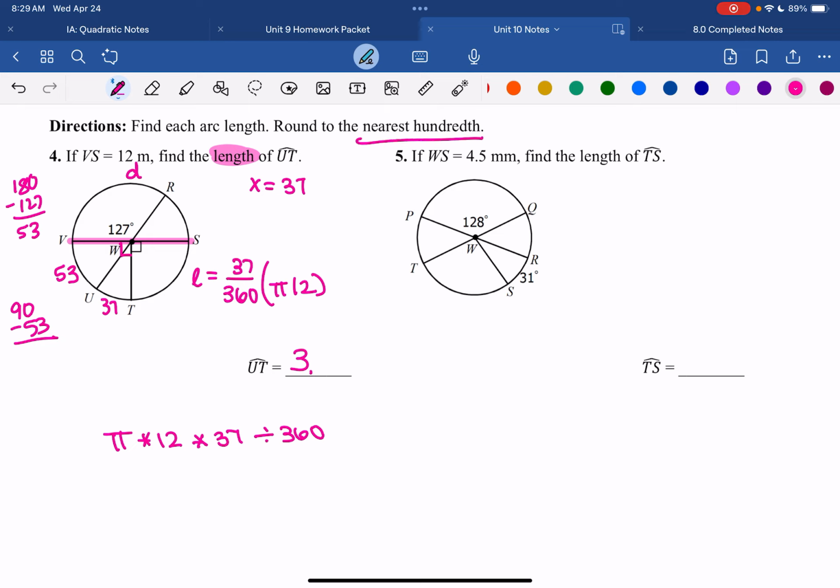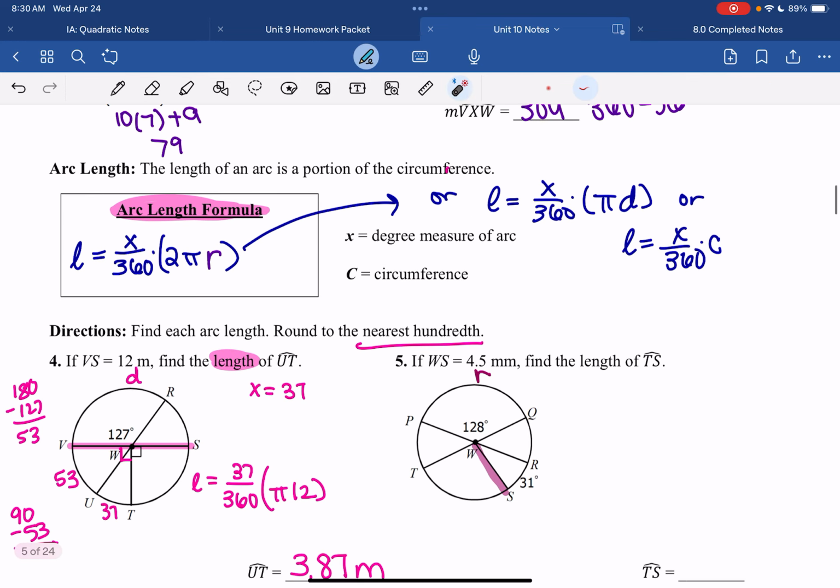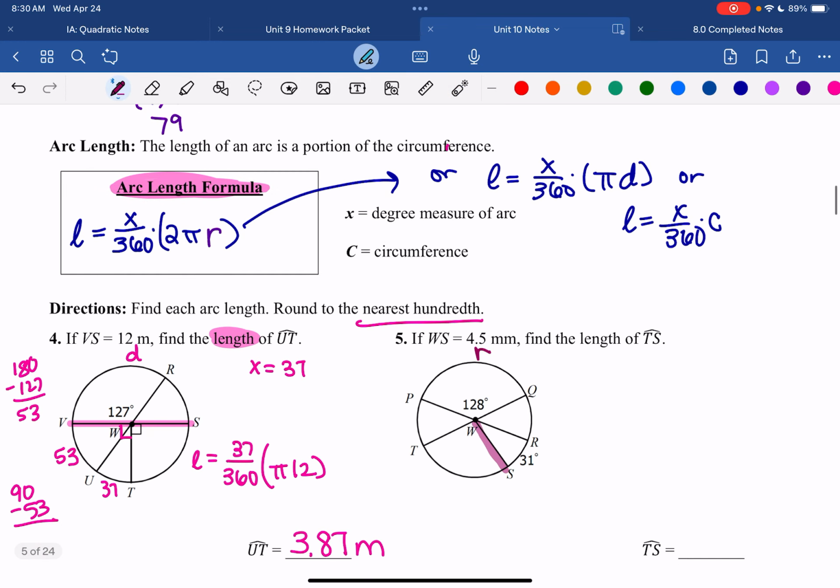It says to round to the nearest hundredth, so that means I'm going to have 2 decimal places. Okay, now number 5 says WS, that's right here, is 4.5. So that's a radius, which means I'm going to want to use this radius formula. We want the angle measure for TS.